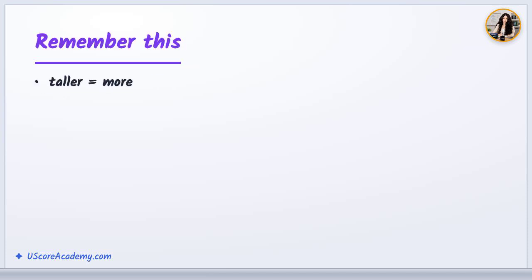So here is the whole idea. In a bar graph, taller bars mean bigger amounts. Always read the scale on the side to get the right number. To compare two bars, just subtract.